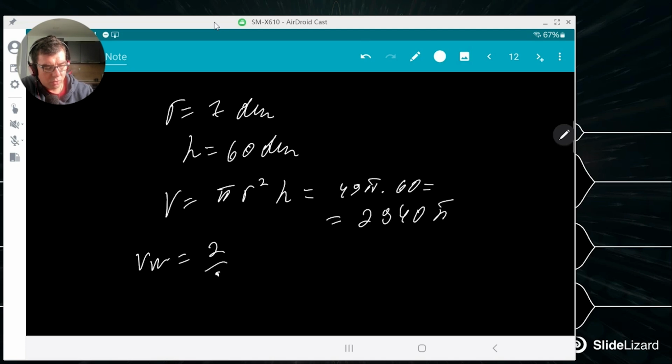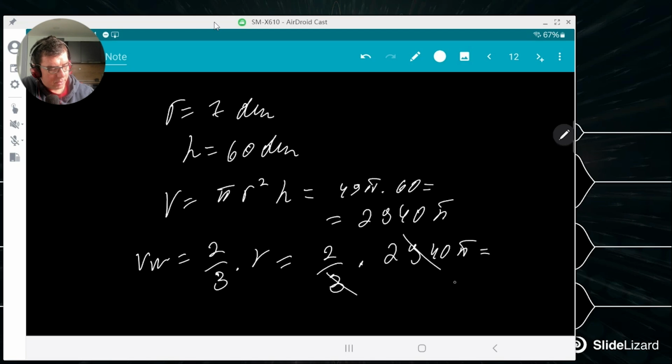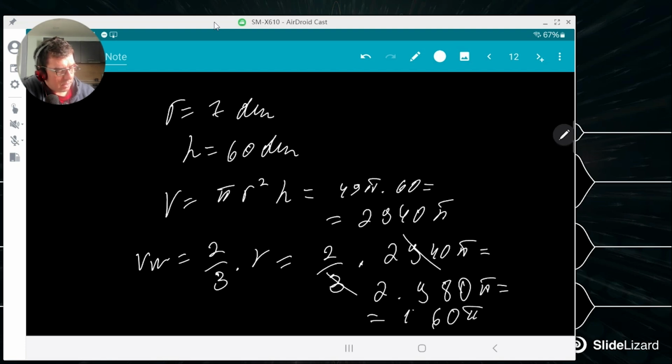But because it says that 1/3 of it is empty, this means that the volume of the water itself will be 2/3 of V. So 2/3 times 2940 pi. We divide this by 3. We get 29 divided by 3 is 9, remainder 2. 24 divided by 3 is 8 and 0. So 2 times 980, 1960 pi liters. And that's the answer.